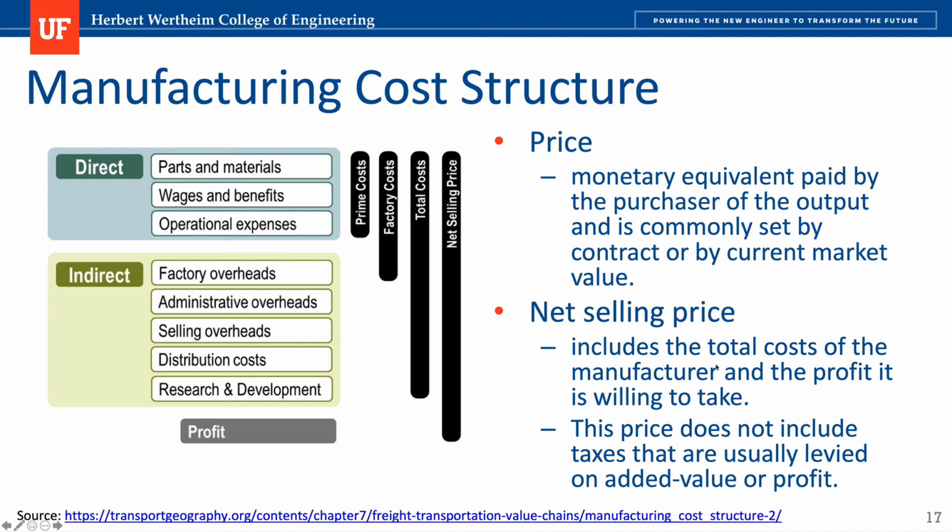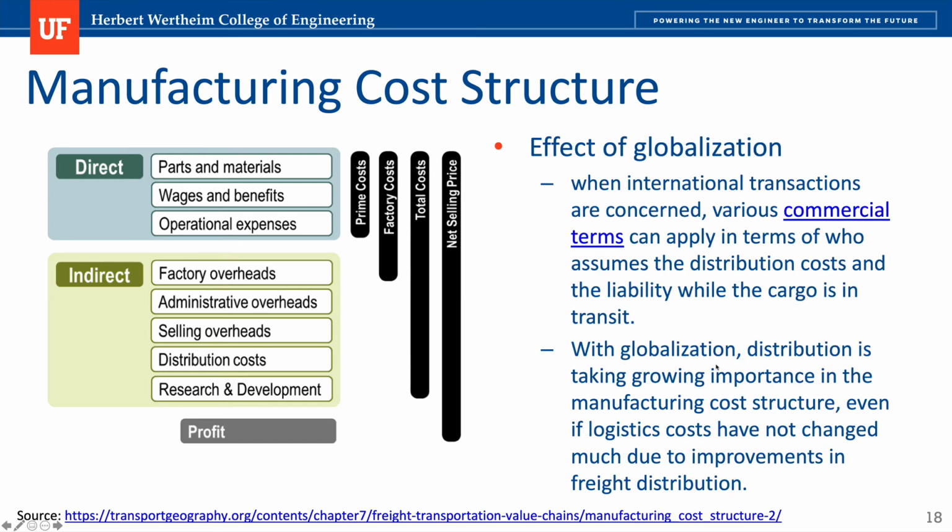Okay, so it is important that we know the difference between the two, especially when we start working with profitability analysis. I want to mention before I move on the effect of globalization. When we have international transactions, various commercial terms can apply in terms of who assumes the distribution costs and the liabilities while the cargo is in transit. With globalization, distribution is taking growing importance in the manufacturing cost structure, even if logistics costs have not changed much due to improvements in freight distribution.